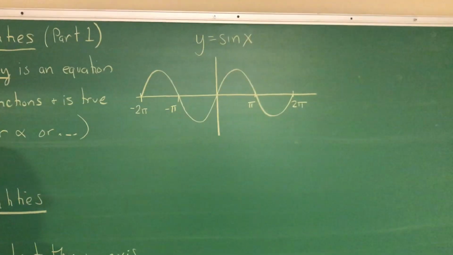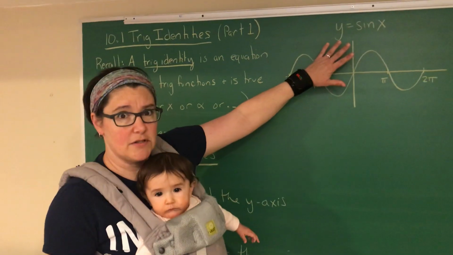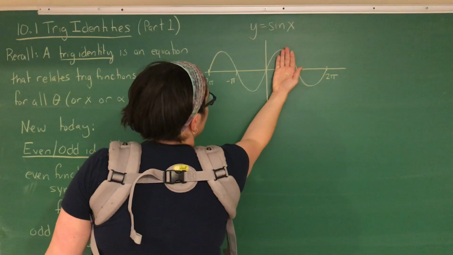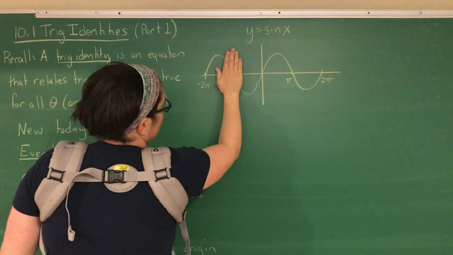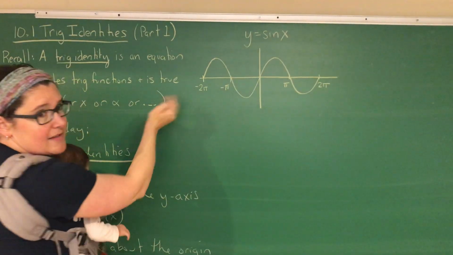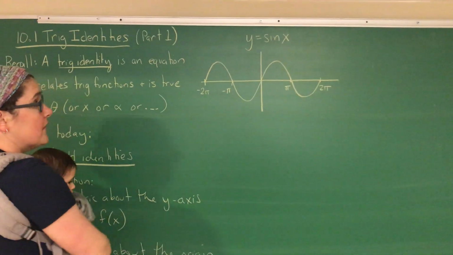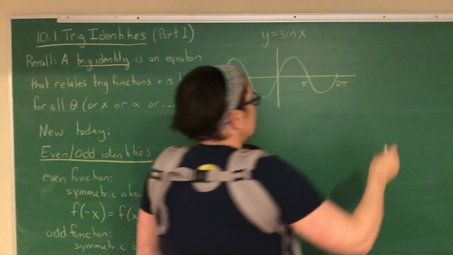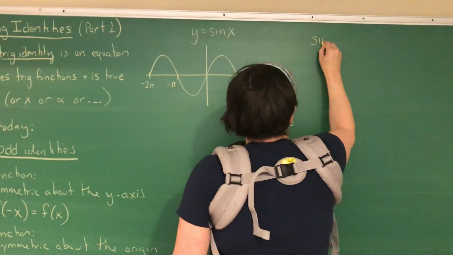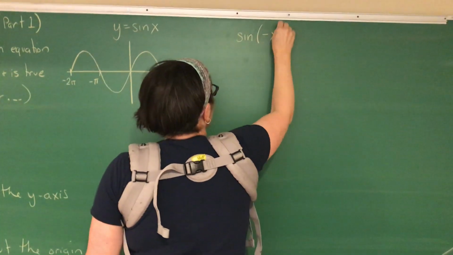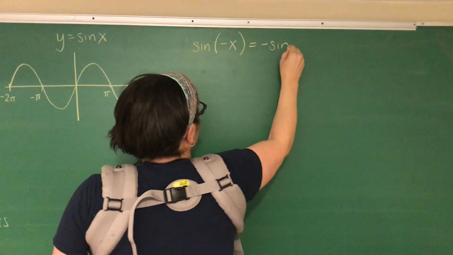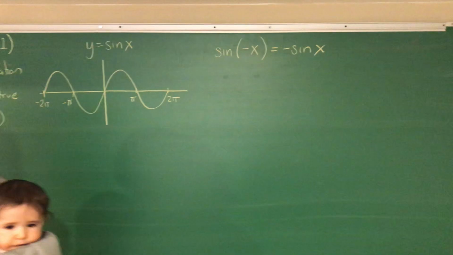And what I notice about this function is that it is symmetric about the origin. That means that if I want this to match up, I need to fold across the y-axis and then fold across the x-axis. So our sine function is an odd function. What that means is that the sine of negative x is equal to negative the sine of x.